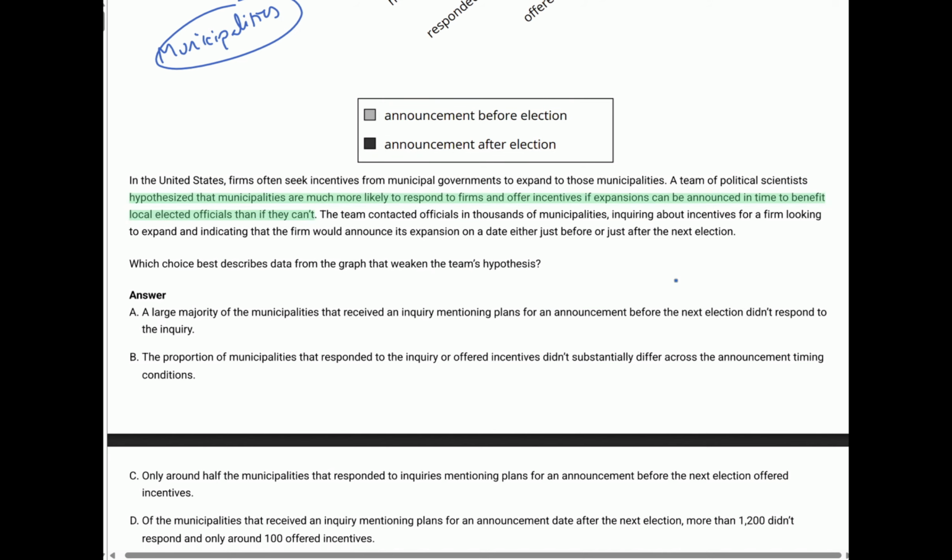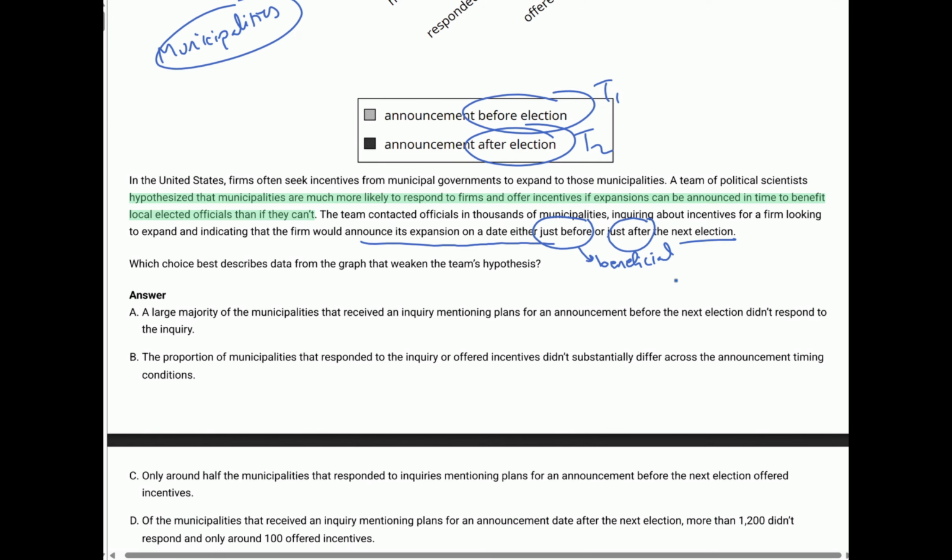Okay, so there's your hypothesis. We're saying if it can be announced in a period of time, clearly we can see here before or after an election, there's time one, time two, only two options. In which one of these times will benefit local elected officials, they will be more likely to respond if it does benefit. The team contacted officials in thousands of municipalities inquiring about incentives for a firm looking to expand and indicating that the firm would announce its expansion on a date either just before or just after the next election. Of course, we can assume from logic that just before would be beneficial and after would not be beneficial.